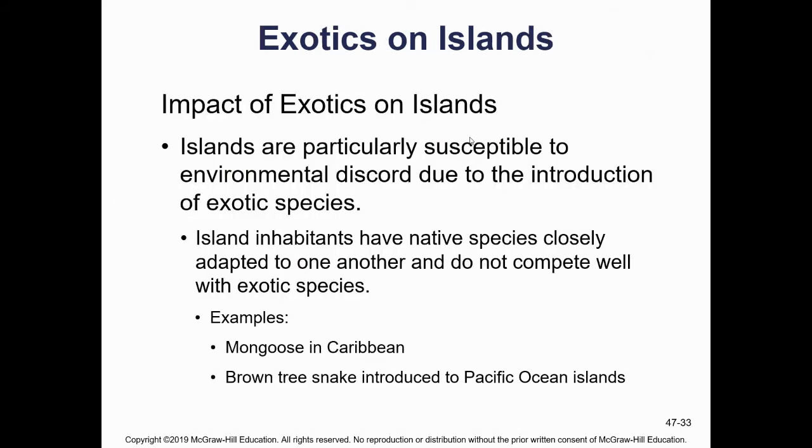Islands are particularly sensitive to introduction of exotic species. So the mongoose I talked about. Guam. If anyone has the opportunity to go to Guam, has ever been to Guam, the brown tree snake was introduced to Pacific Islands. In Guam, there are no longer any songbirds, or there are very few songbirds on Guam because the brown tree snake eats bird eggs. Huge push in Hawaii to keep the brown tree snake out so that the same thing doesn't happen there.